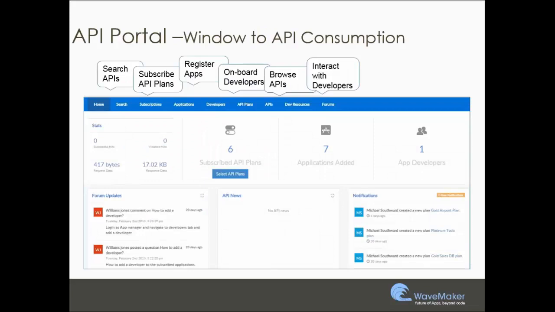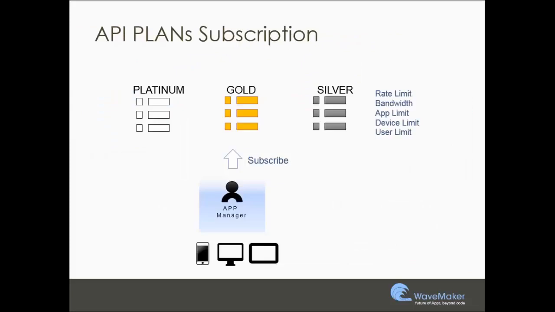As we talked earlier, on the consuming side, WaveMaker provides an API portal, which is a single window for making sure your consumers can log in and search the APIs, subscribe to various API plans, register applications, and onboard developers to start consuming the APIs. Through the single window, the multiple plans subscribed or published by the enterprise can be viewed here, and depending on the business agreements, the consuming entity can subscribe to the appropriate plan based on the control and limits that are required by their applications.